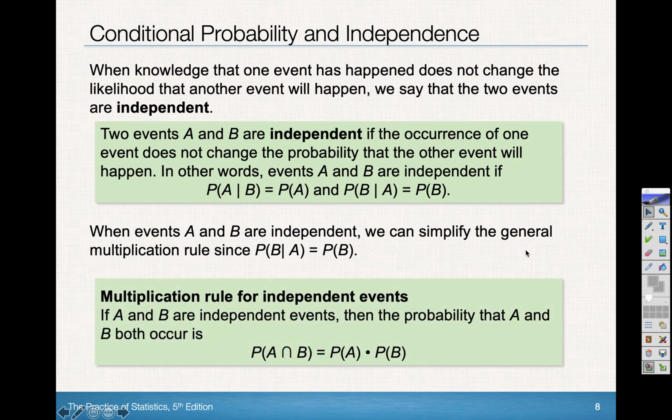Okay? Which means that the probability of A and B occurring is just the probability of A multiplied by the probability of B. Because our original formula had the probability of B given A, but the probability of B given A is just the probability of B. So now the multiplication rule for independent events is a little bit different than the multiplication rule for non-independent events.